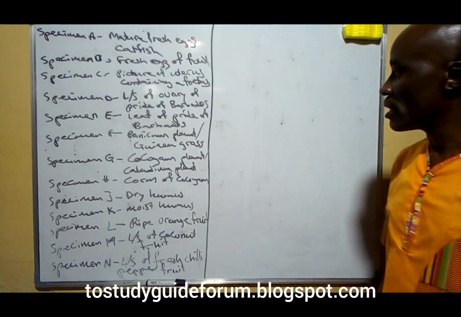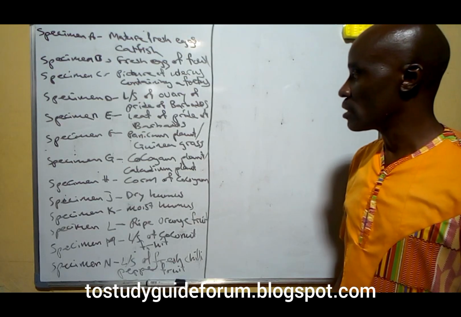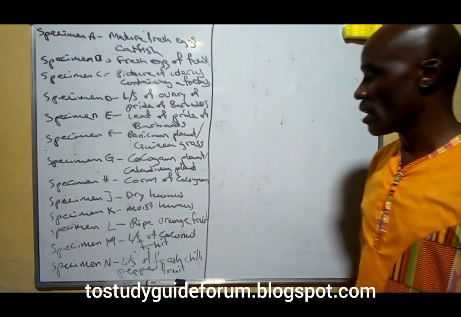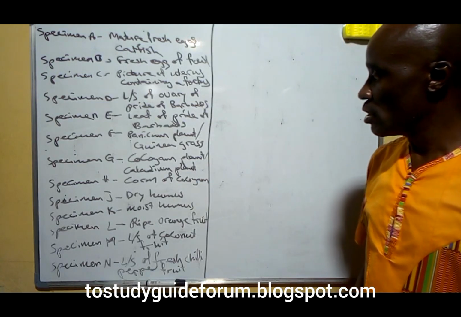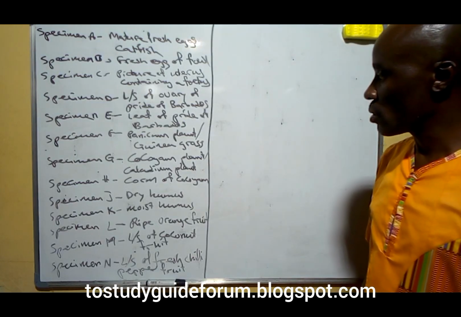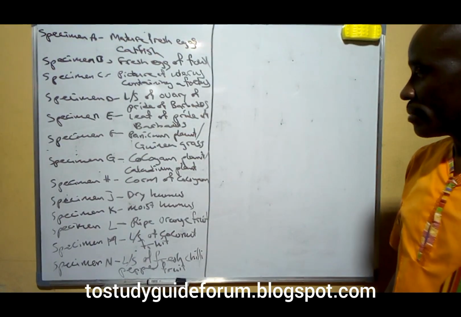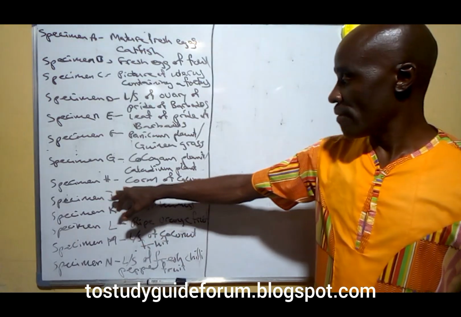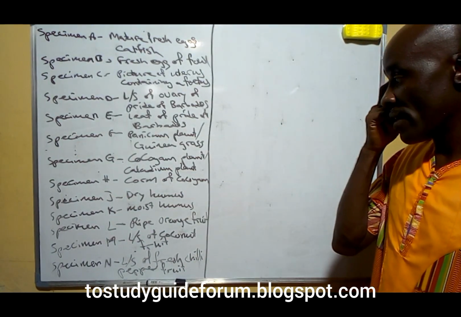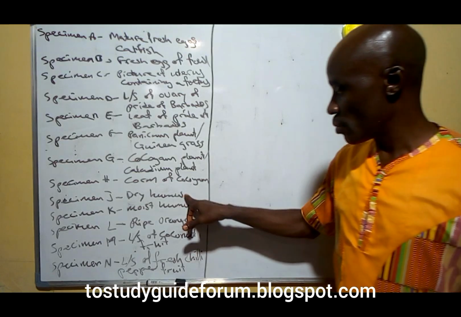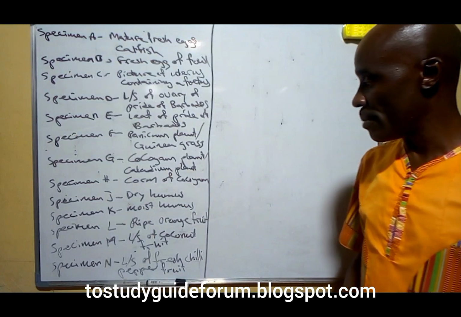And then we have specimen F, which is Panicum plant, that is Guinea grass. We also have specimen G, which is cocoyam plant or Caladium plant. We have another one, the corm of a cocoyam. We have a dry humus. It should be dry humus in a beaker, and then moist humus in a beaker too.